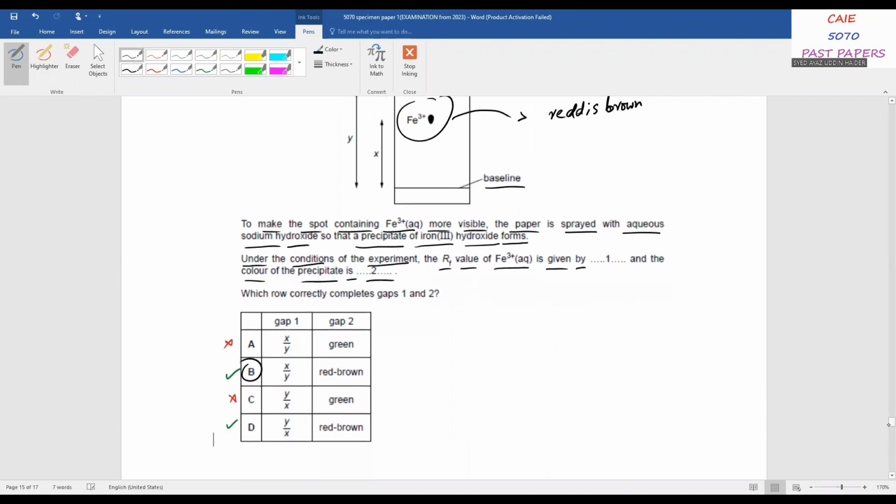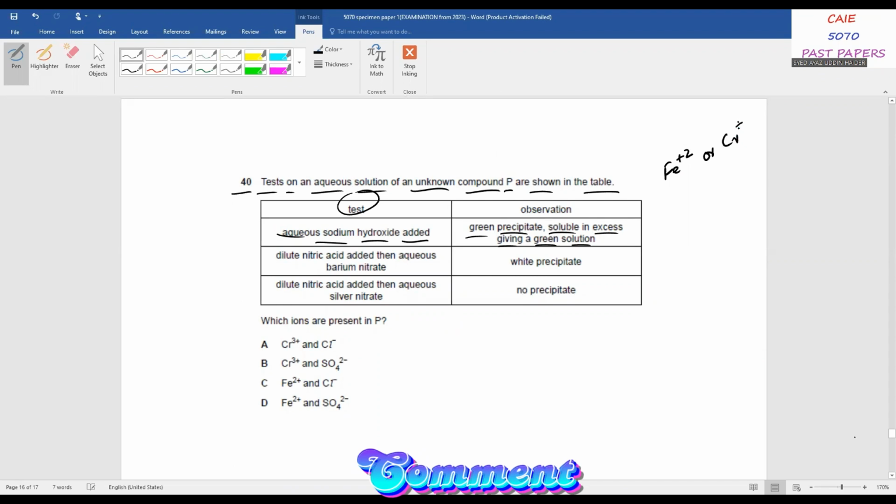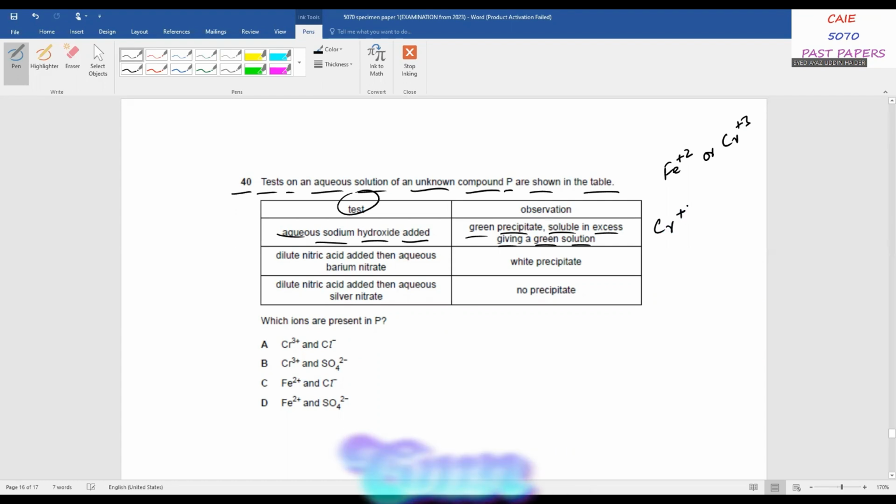Last question. 40. Tests on an aqueous solution of an unknown compound P are shown in the table. Test: aqueous sodium hydroxide. Observation: green precipitate soluble in excess giving a green solution. You have two ions which give green precipitate. It's either Fe2+ or Cr3+. But Cr3+ is soluble in sodium hydroxide giving a green solution. So it must be Cr3+.